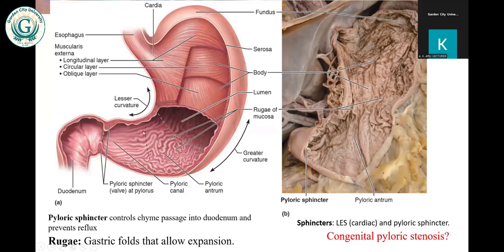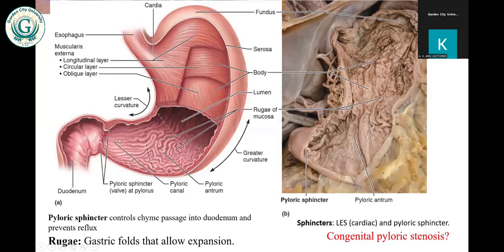We also identified the longitudinal folds, the rugae, within the stomach. We said that these are temporary folds. As you eat, they stretch. So they are just temporary folds. They don't really increase the surface area for absorption.